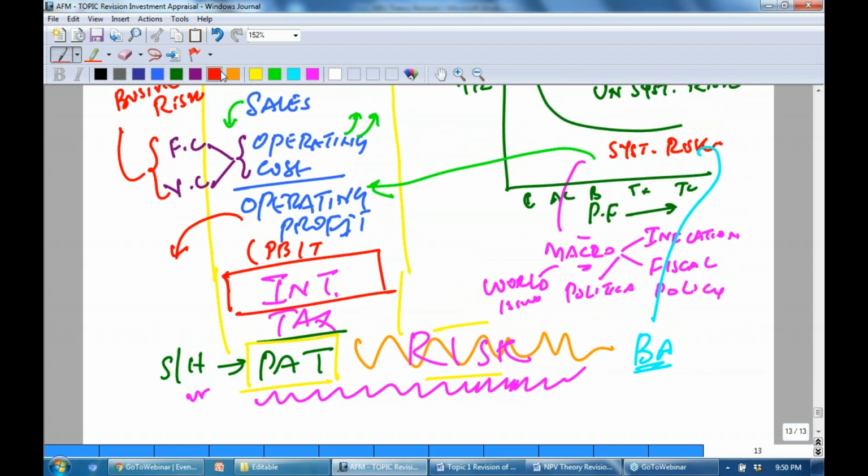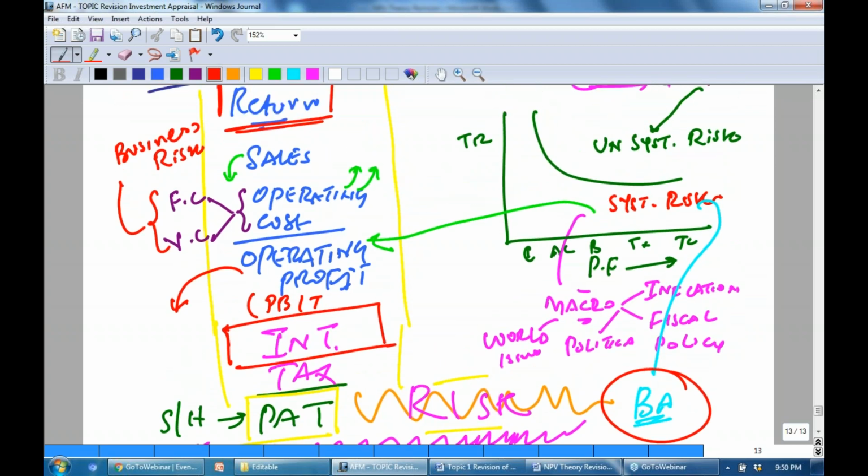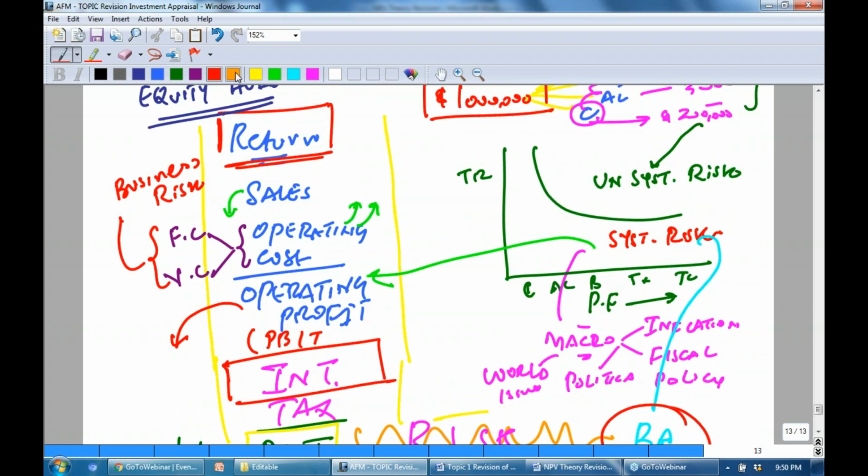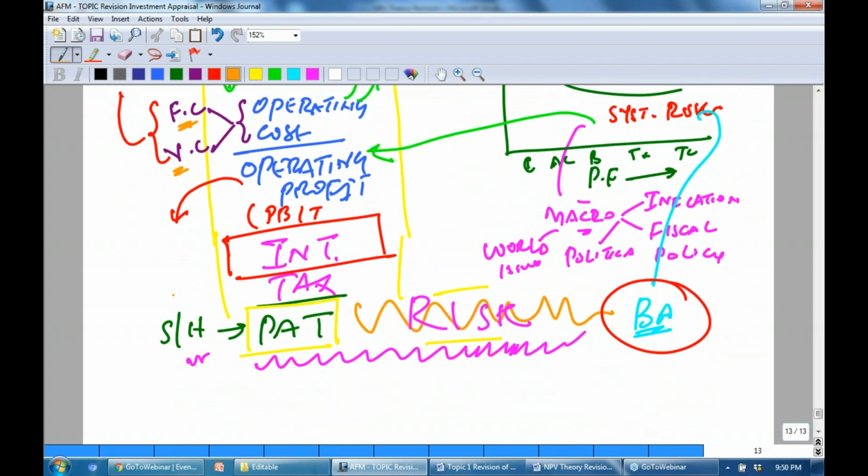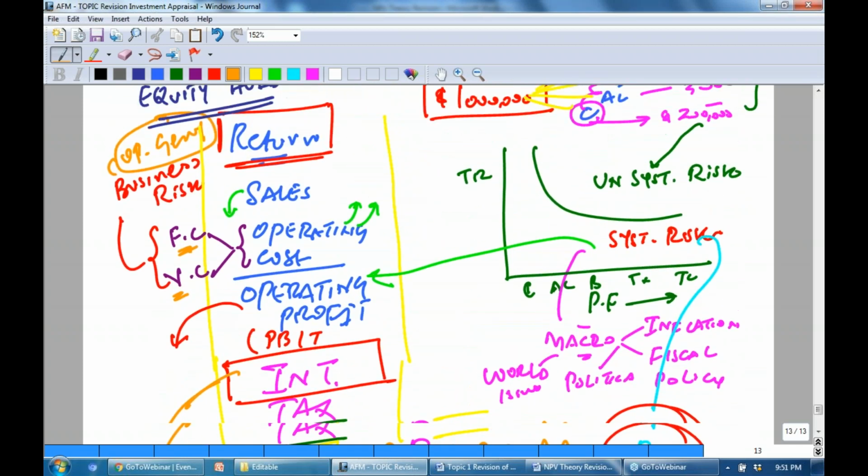Systematic risk is measured with beta asset. Operating risk, sorry, business risk is measured with operating gearing. That's the ratio of fixed cost over variable cost. And the last one, that's the interest. Interest is measured with financial risk, debt over equity. Debt over equity. That's the important thing.